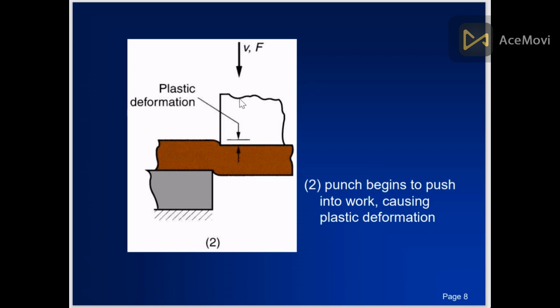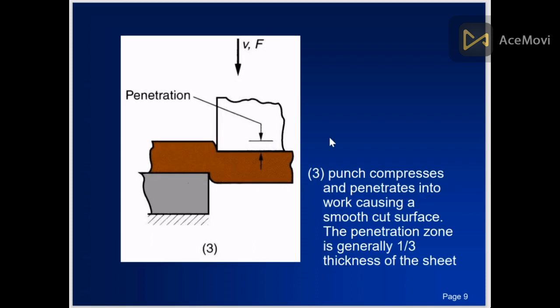This is the second step, when the punch is pushing the sheet. There is some plastic deformation, and the sheet is slightly bent. Now the punch compresses and penetrates into the work, causing a smooth cut surface. This is the penetration and the cutting surface is formed. The penetration zone is generally 1/3 of the thickness of the sheet.